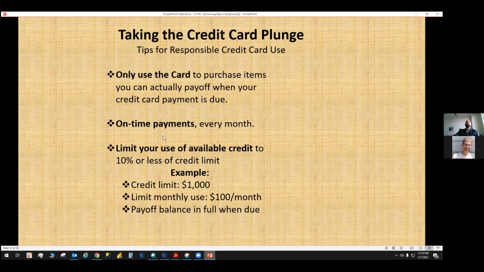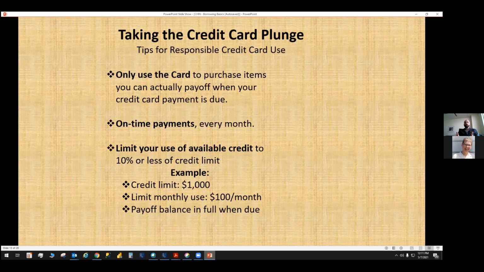And then limit your use of available credit. On a credit card, we talked about this idea of a revolving loan, it has a set amount of money that you have access to. So if you have a credit card with a limit of $1,000, that means that you can use up to $1,000, but you don't have to use that much. You can use as little as $1, and then you're responsible to pay that $1 back. This is sort of a rule of thumb. It impacts your credit score, which we'll talk about on the next slide.